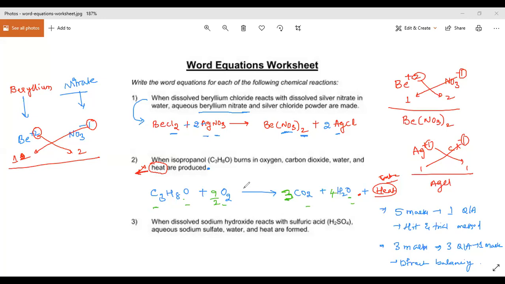Still anybody has doubts why you got that 9 by 2 there? No doubt, sir. Then we'll have to multiply the whole equation. You have to multiply that. So the whole equation becomes 2C3H8O plus 9O2 gives 6CO2 plus 8H2O. This is the final equation.